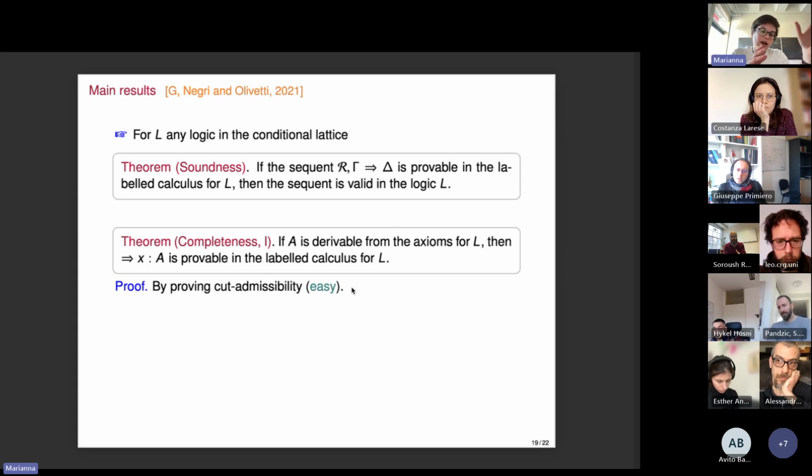And the fact that the relational atoms are only in the antecedent of sequents means that they cannot be cut formulas. So the proof just goes through quite easily for all of the systems.